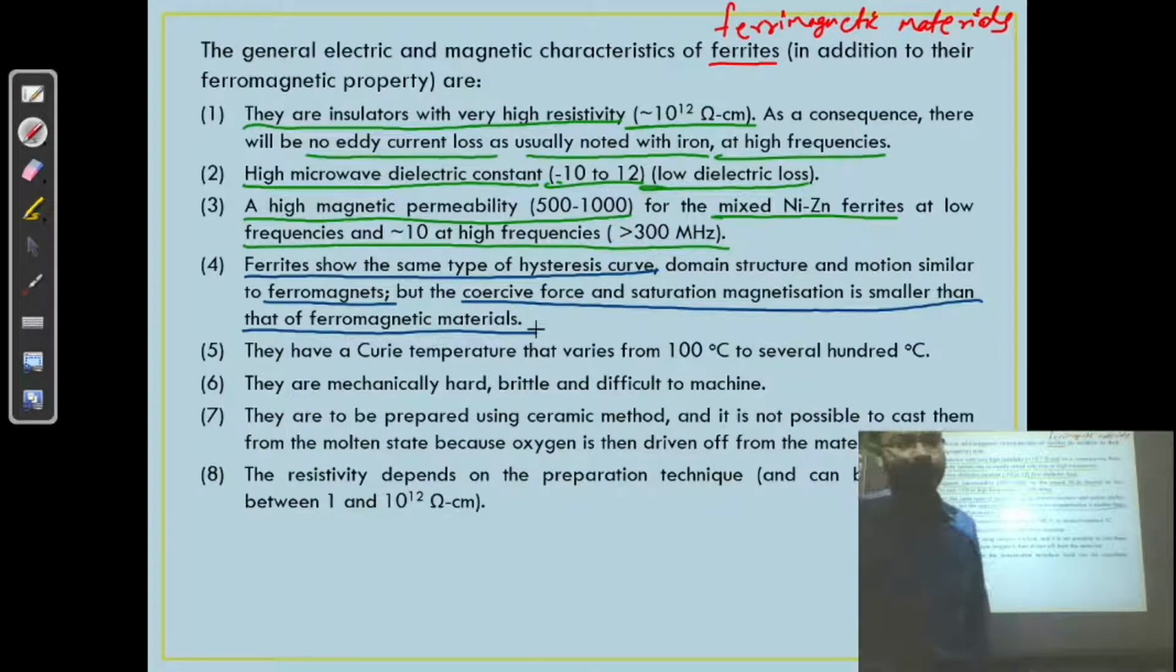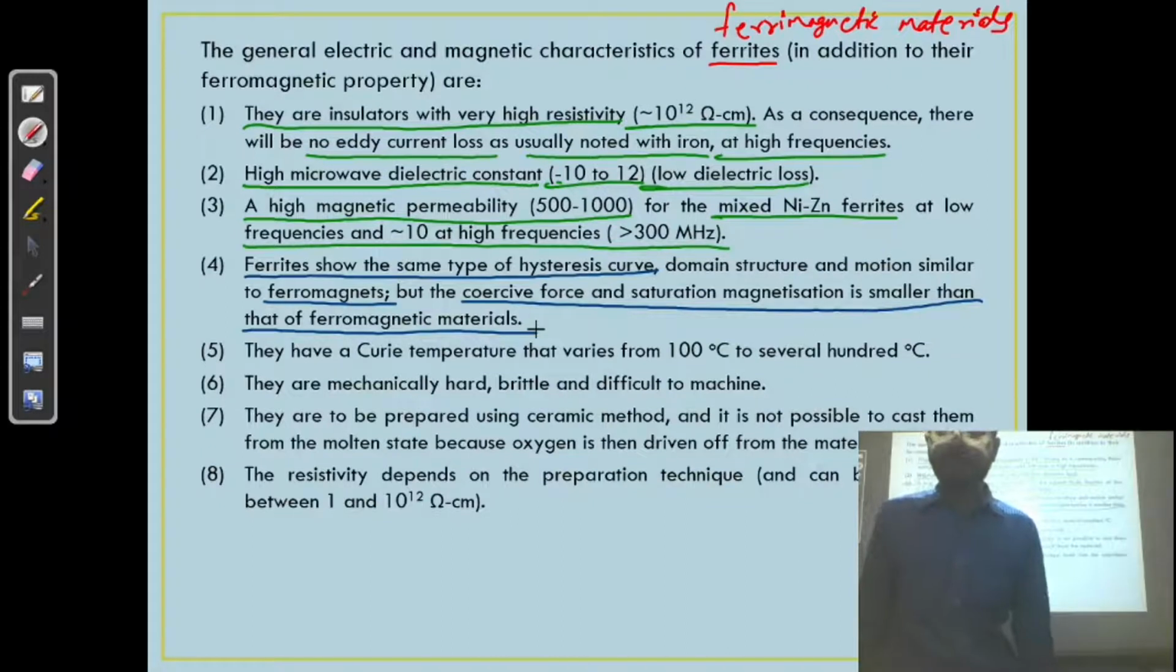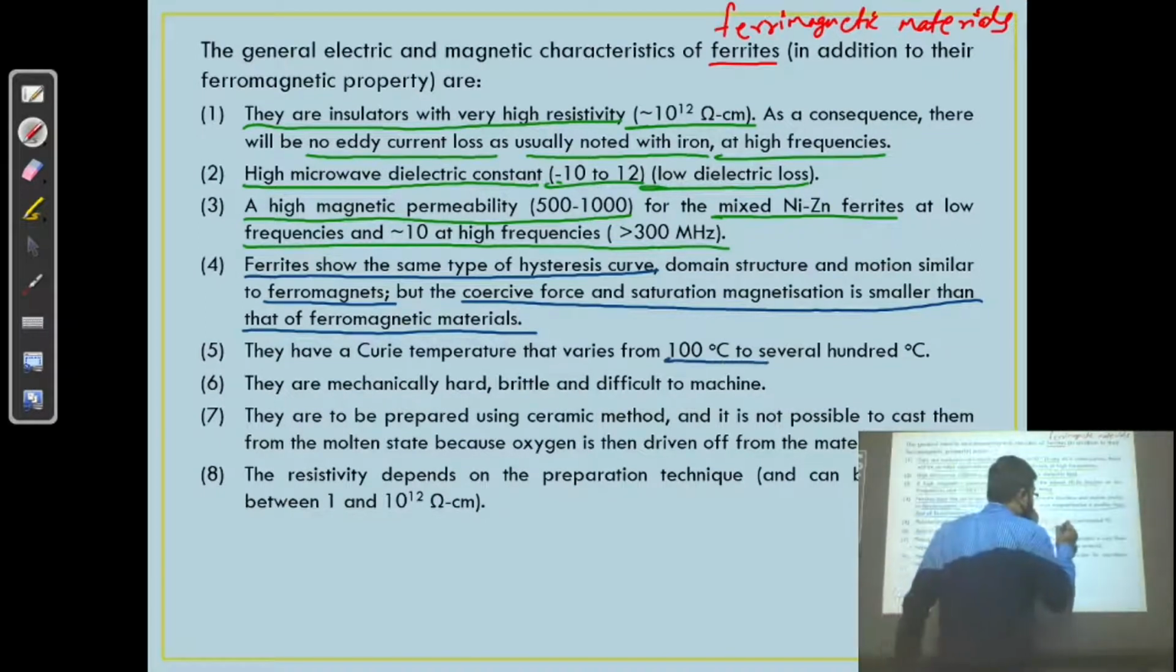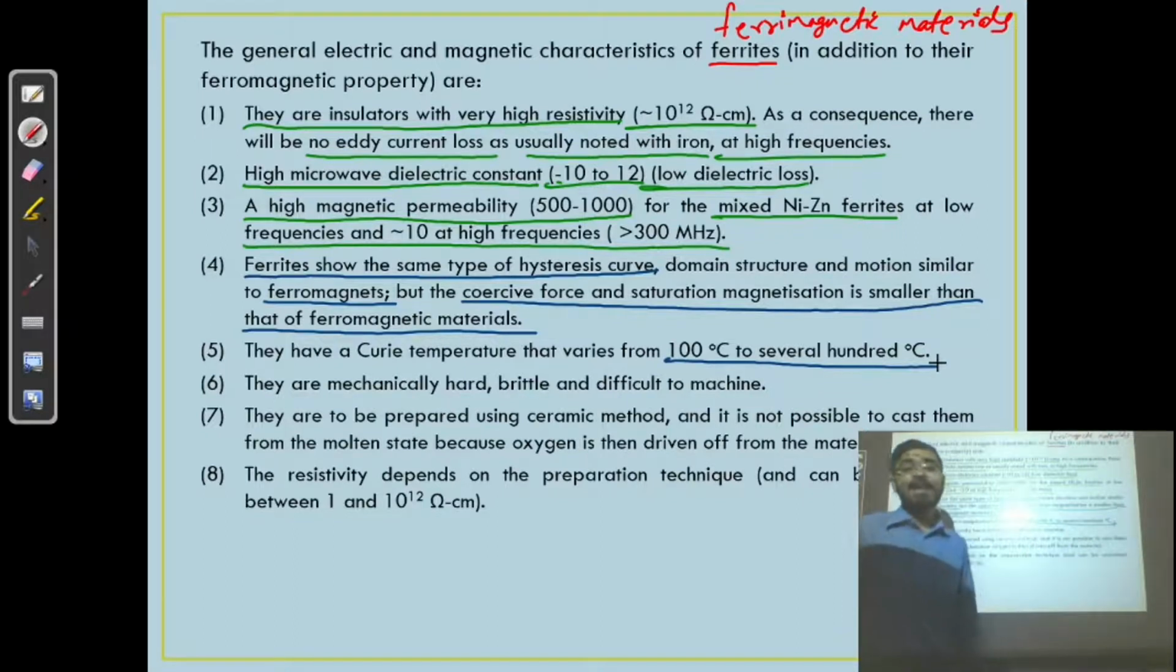And the fifth one is they have a Curie temperature that varies from 100 to several hundred degrees Celsius. Means they have very high Curie temperature, that is from 100 to several hundred degrees Celsius, right?